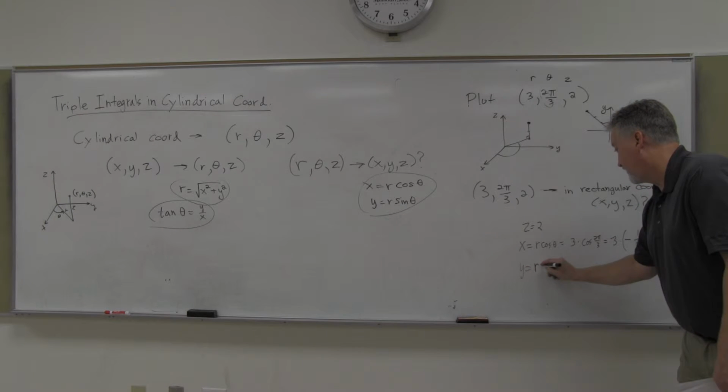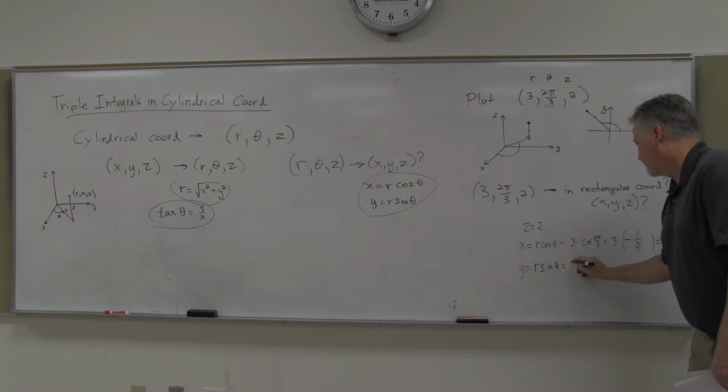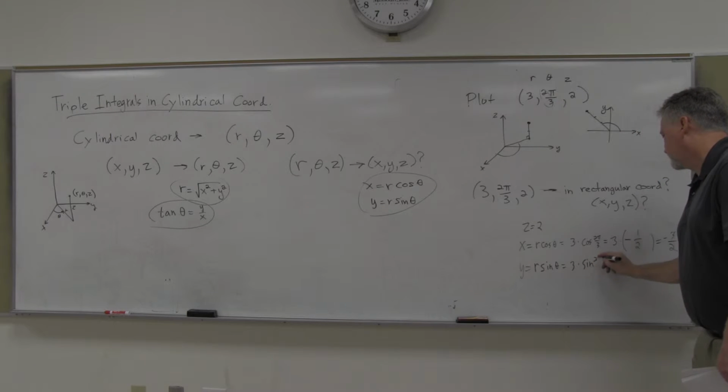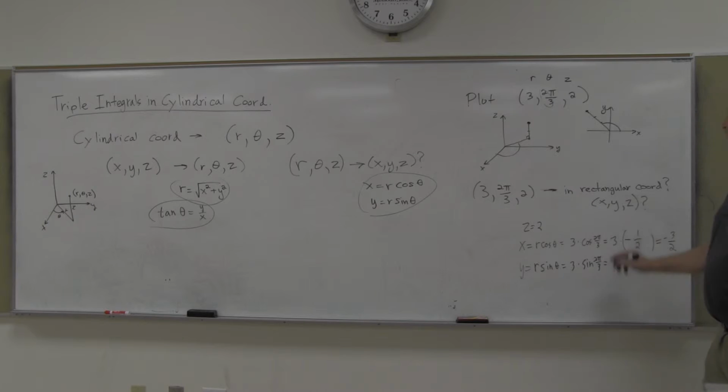All right, so then our r sine theta is y. That'll be 3 times sine of 2 pi over 3. Well, again, quadrant 2, so we're in positive y territory there. And then reference angle is pi over 3, which is square root of 3 over 2 is the sine. So it would be 3 square root of 3 over 2. So x, y, z, you're going to have negative 3 halves, 3 square root of 3 over 2 be the y, and then z is z, so z is 2. So not too bad, huh?